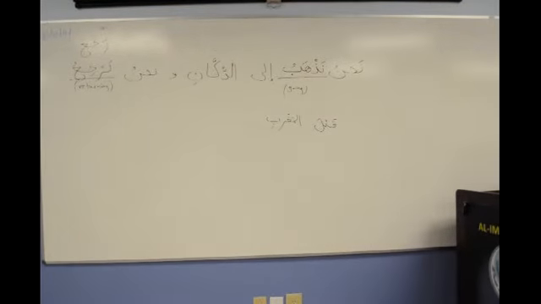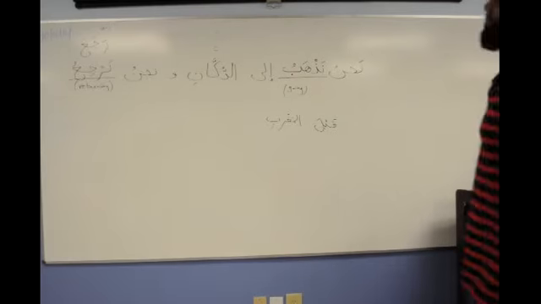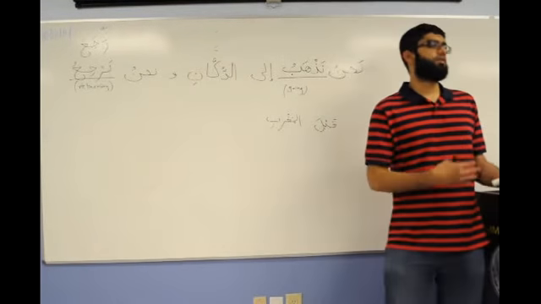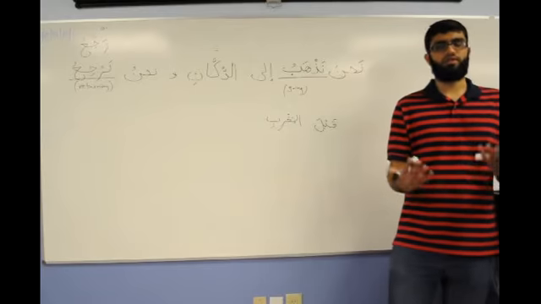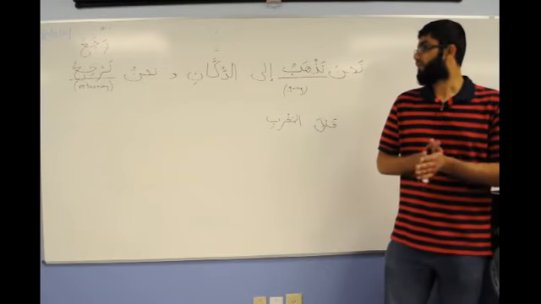Brother Hassan, if I were to say nahnu sanarji'u, would that be grammatically correct? Yeah. Nahnu sanarji'u, we are returning qabla al-maghrib, before maghrib. We are or we will be returning? If you put the sa, it's for the future: we will be returning. For the present, it basically means we are returning or we will be returning. It's the same thing.